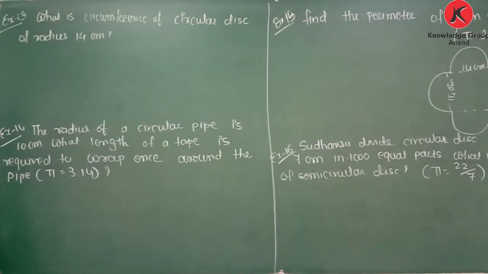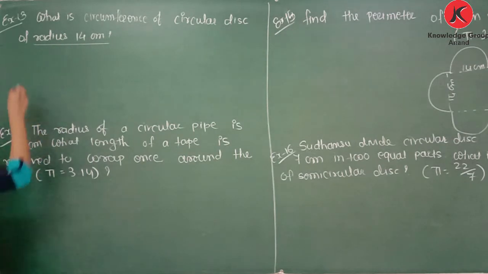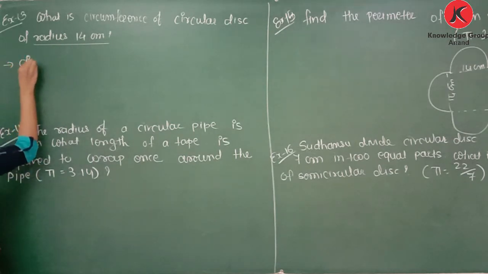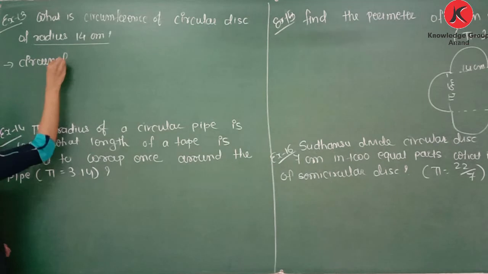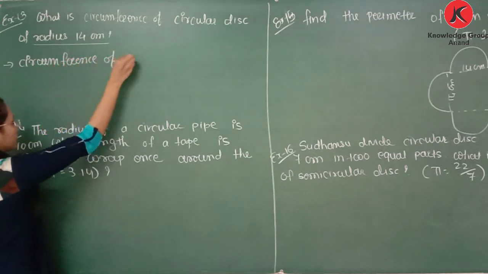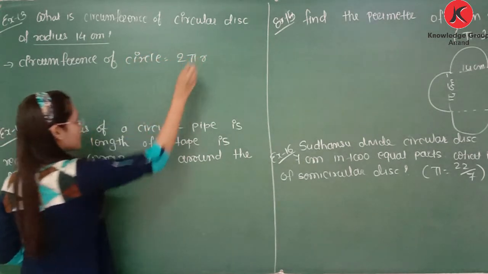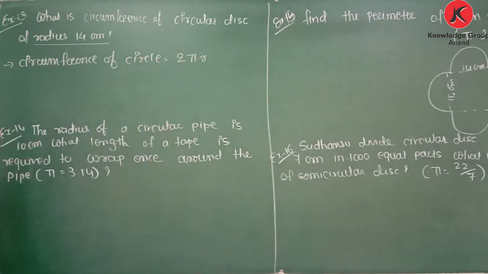Now example 30. What is the circumference of a circular disc of radius 14 cm? So again, radius is given, 14 cm. So we can use the circumference of a circle. What is the equation for the circumference of a circle? That is 2 pi r.